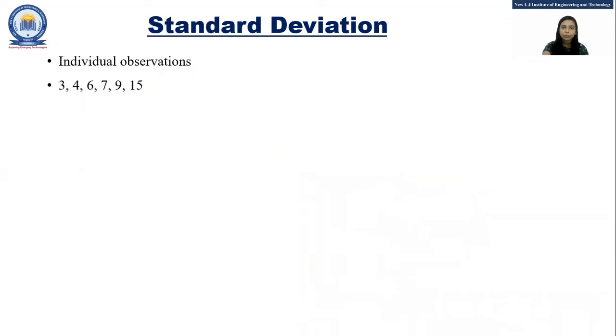Now, moving to the next topic, that is the standard deviation. We have already discussed the standard deviation in the previous lectures. Now let's discuss the standard deviation for individual observation, discrete series, and continuous series. For individual observation, standard deviation is given by under root of sigma x squared divided by n minus sigma x whole square divided by n.